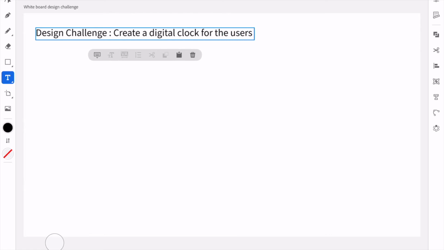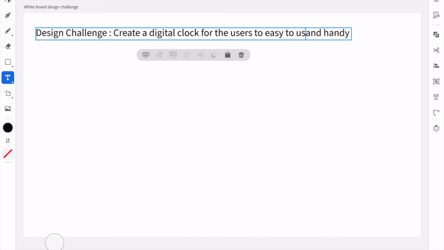So our design challenge is to create a clock for the users that is easy to use and handy for them, as well as easy to carry. Now I have a clear idea of the design challenge that I am going to solve. Once I have a clear idea of the design challenge, we have to understand our target users.